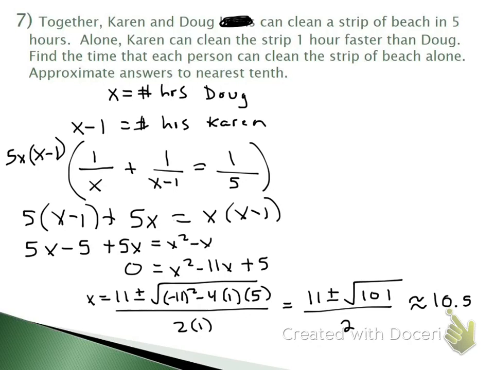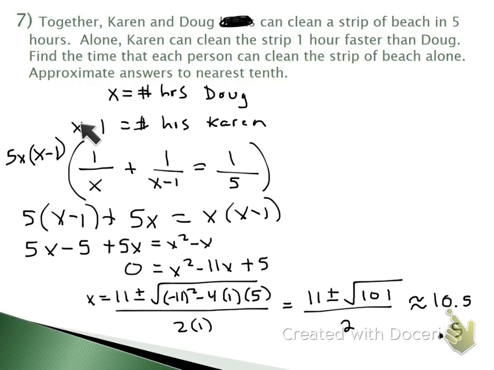Morning, you said you had that. You have a negative 11 out in front, so you're still good. What's the other answer? 0.5? Which doesn't make sense. Why does 0.5 not make sense? Go ahead, Ms. Warner. Together they can do it in 5 hours, so she can't do it in 0.5 by herself.